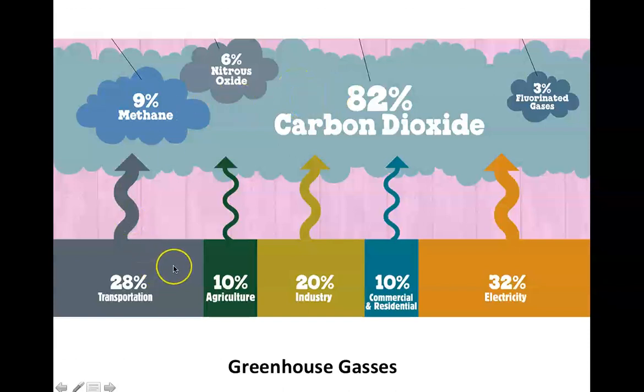So transportation is the source of about 28% of the anthropogenically produced greenhouse gases in the atmosphere. And so how does transportation produce greenhouse gases? Well, primarily through combustion of fossil fuels like diesel and gasoline and so on. Industry produces greenhouse gases like carbon dioxide. How do they do that? Well, they use electricity. Where do they get the electricity from? A lot of the electricity is produced by burning fossil fuels like coal and natural gas and oil.